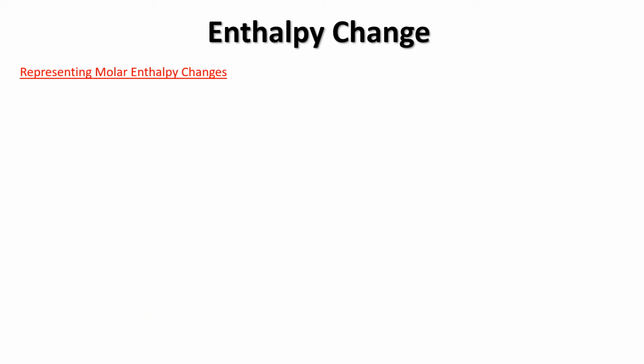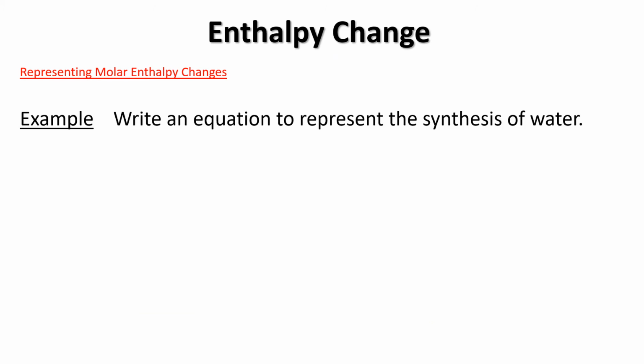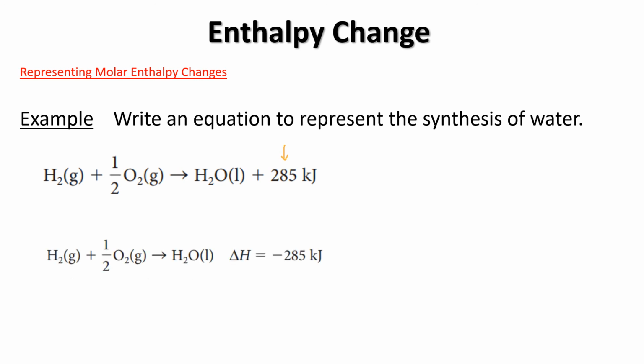So, representing molar enthalpy changes. There's a couple of different ways to do this. One way is writing an equation. So let's do it for the synthesis of water, and it's an exothermic process. So we have a 285 kilojoule result there. There's a different way to write this. And because it's exothermic, our delta H is going to be negative. I've tried to establish that already in this lesson.